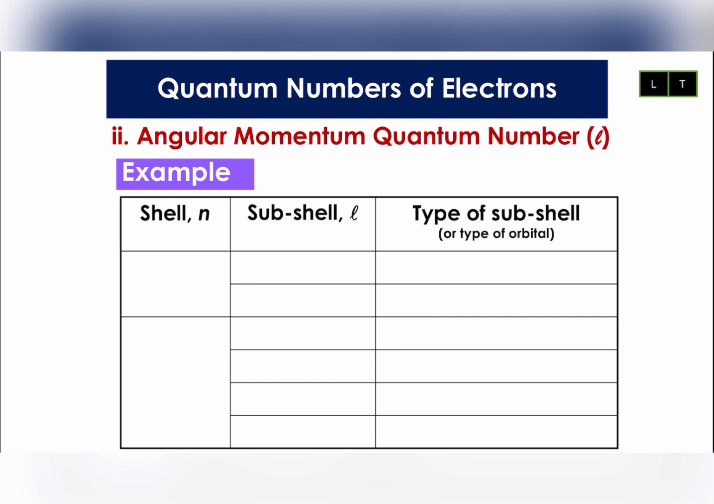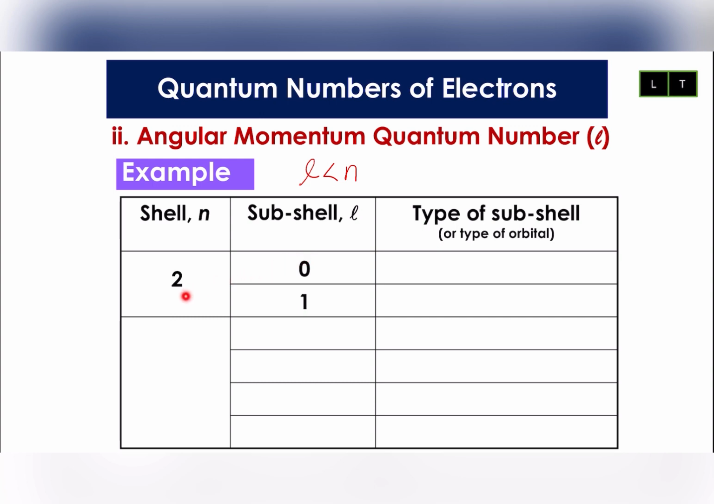Let's try one example. When my n value is the second energy level, n equals 2, I can have an L value which is less than n, so my L value can be 0 and 1. If I want to write my subshell, it depends on the value of L. When L equals 0, the orbital symbol is S.